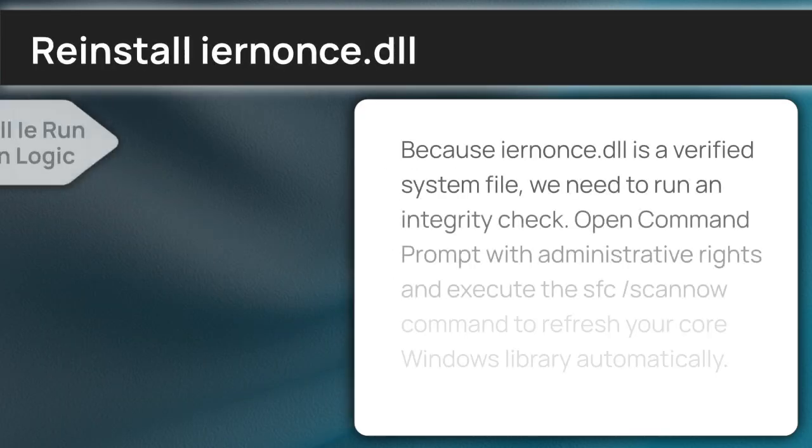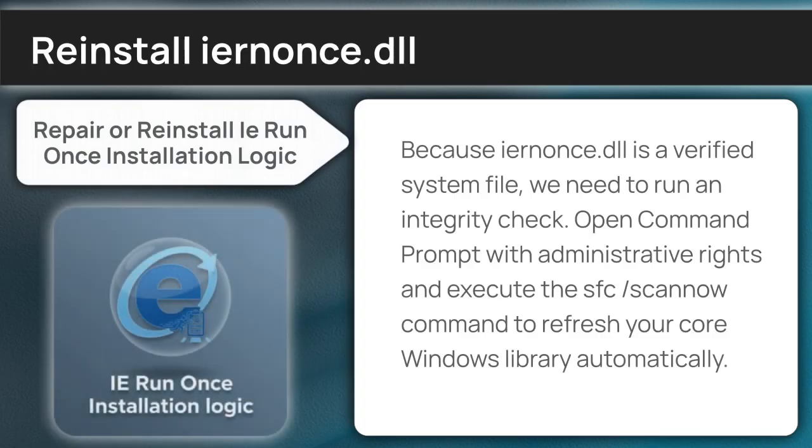Because Iernonce Library DLL is a verified system file, we need to run an integrity check. Open command prompt with administrative rights and execute the sfc /scannow command to refresh your core Windows library automatically.